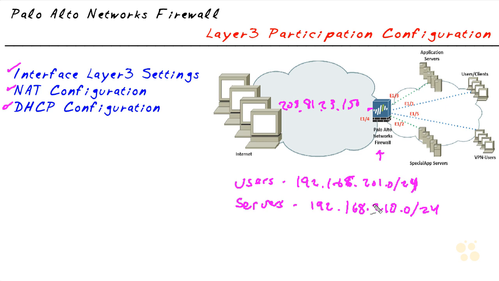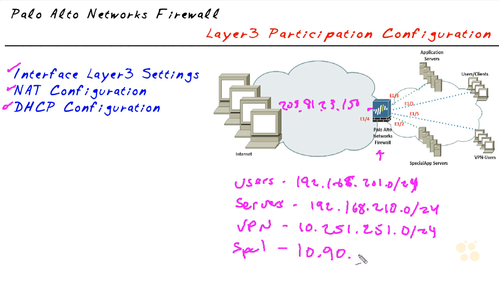Okay. And then, let's see, what do we have? We have a VPN network on here, and we'll just go ahead and do something completely different, 10.251.0/24. And what's our other one? We've got special servers. Okay, so just special on there, 10.90.1.0. So we've got our ranges set up for things on here.